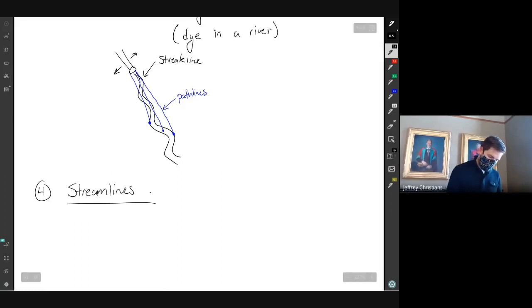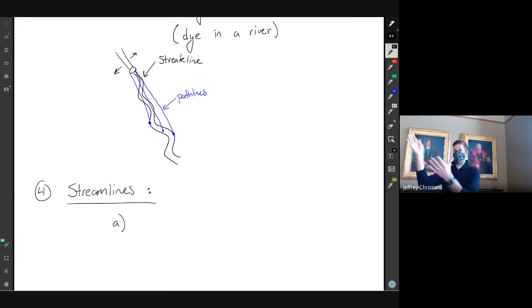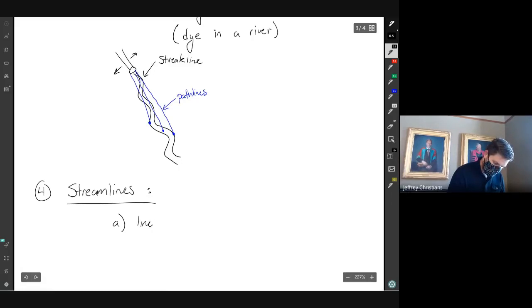Okay, so why do we talk about streamlines the most? We started this class talking about what if we had an XYZ coordinate system and we wanted to talk about the velocity at every point. That's what streamlines help us to do. So streamlines are lines tangent to the velocity field.